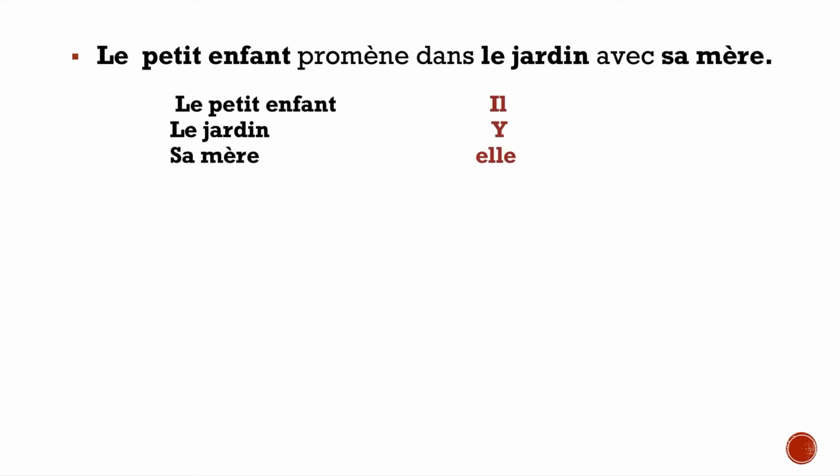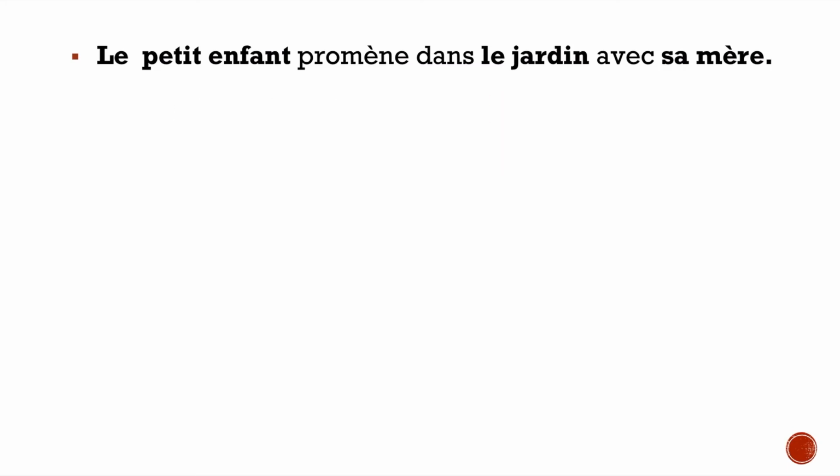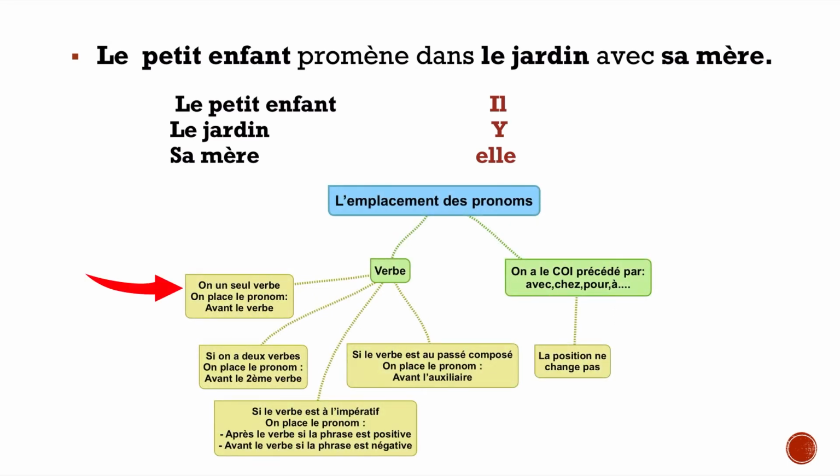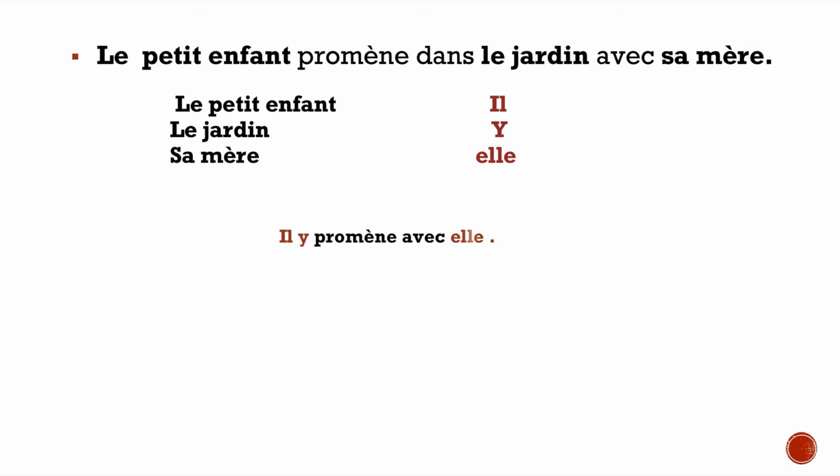Until now, we find the three pronouns. Le petit enfant becomes il, le jardin becomes y, and sa mère becomes elle. Now, we will call the map about l'emplacement to find the place of y. Here, as you see, we have only one verb. That's why y must be before this verb. And for il and elle, the place doesn't change here because les pronoms sujets don't change the place and les pronoms toniques don't change the place. So the sentence will be: Il y promène avec elle.